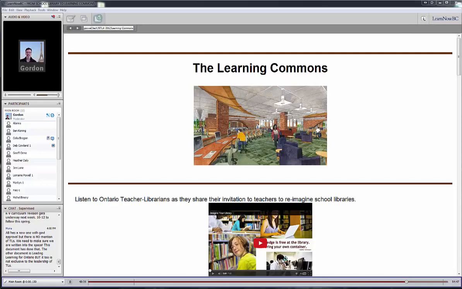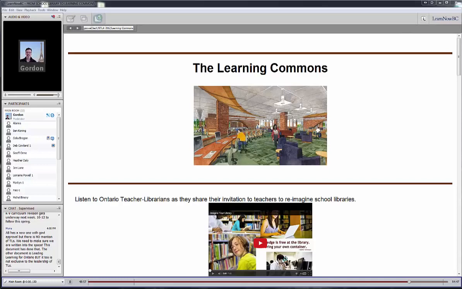We can accessorize our programs with an aspect or two of what Learning Commons looks like, and then over time, with support, hopefully some funding, keep your fingers crossed, maybe some staffing, we can move more and more towards this idea of learning commons in a true sense.